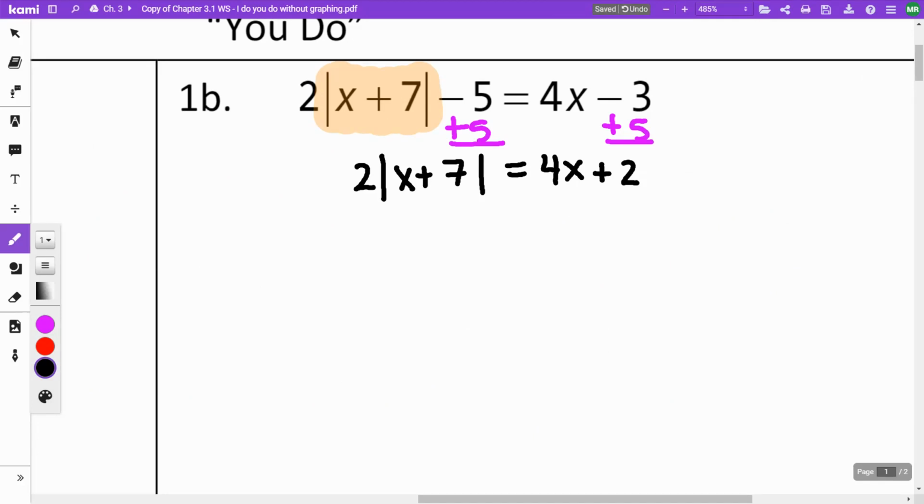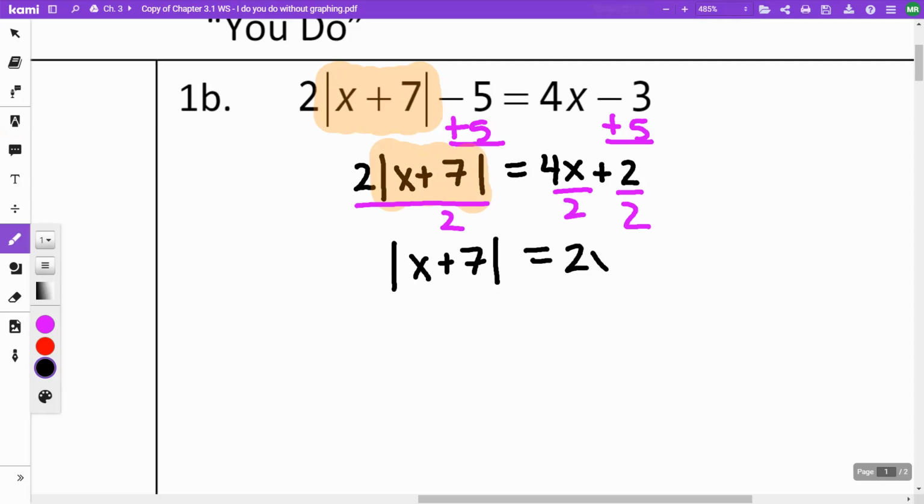Again, we never distribute into our absolute value. So I still want to get that absolute value by itself. I want to get rid of the 2. I am going to divide this side by 2, and I'm going to divide the whole side by 2, but I'm going to do each separately because 2 goes into both of them evenly. And so I'm going to get the absolute value of x plus 7 is equal to 2x plus 1.